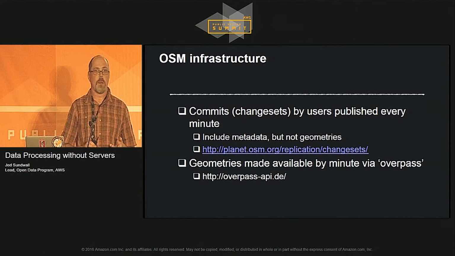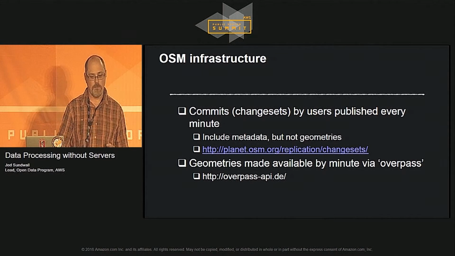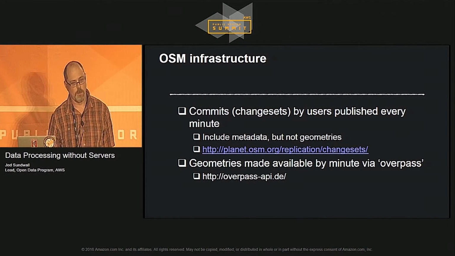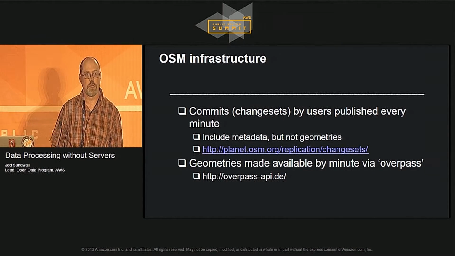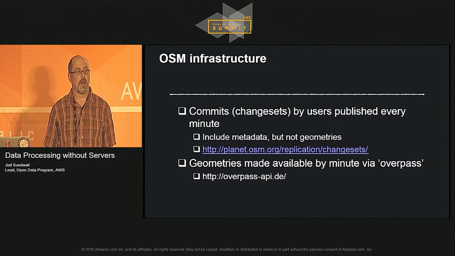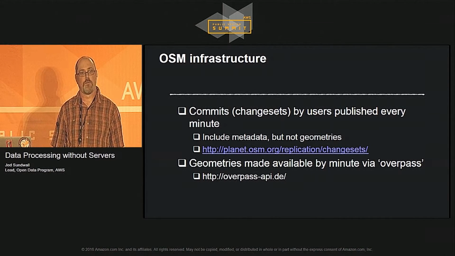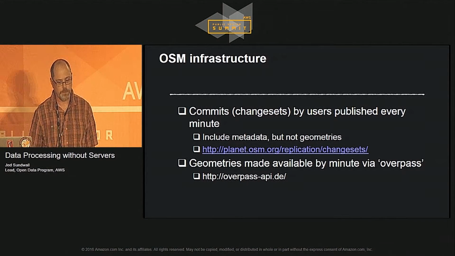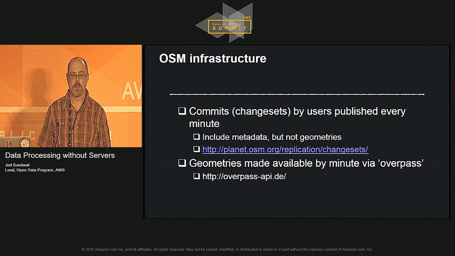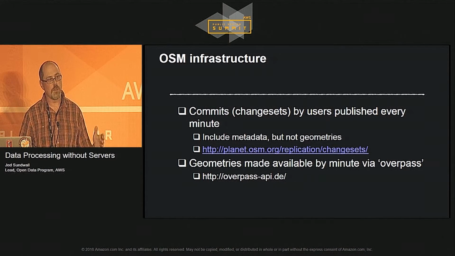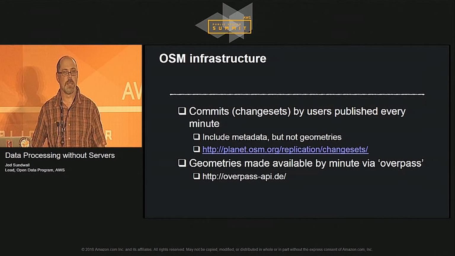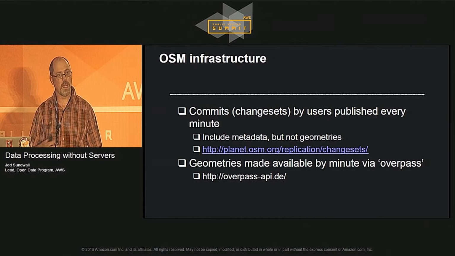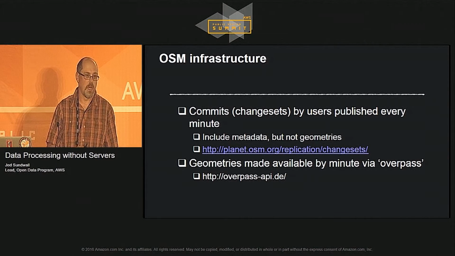In OpenStreetMap, these commits are published every minute, and it's unfortunately a little bit more complicated than that because we don't have all the information available every minute. Every minute, the metadata from the users is published on the OSM website, but it doesn't include any of the geometries. It only contains a reference to the geometries, so it has like a node ID or a road ID, but it doesn't actually have the geometry of that road that they either added or perhaps even deleted or modified.